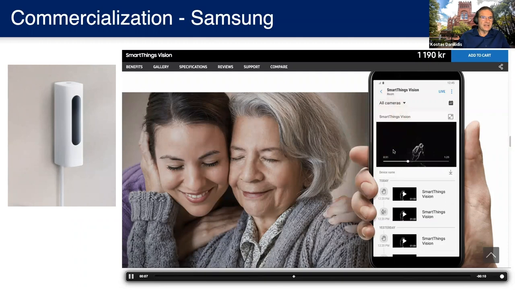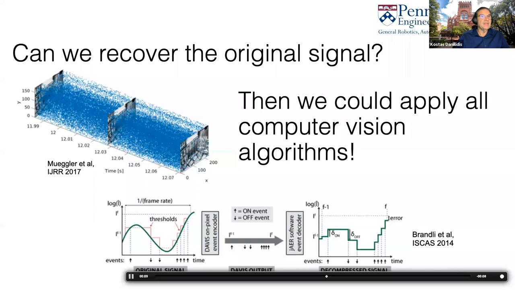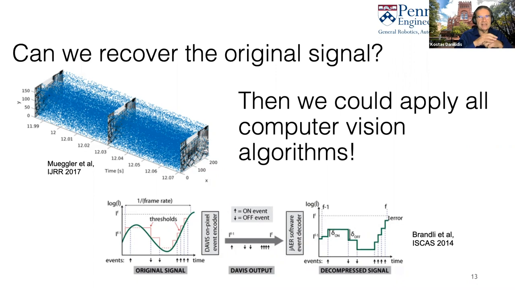So let's see now how we can get very basic visual skills like optical flow computation or computation of the self-motion of a robot. And a lot of algorithms these days go a path which I really do not agree with. And this path comes from a very plausible question. Could we recover the original signal from these events?